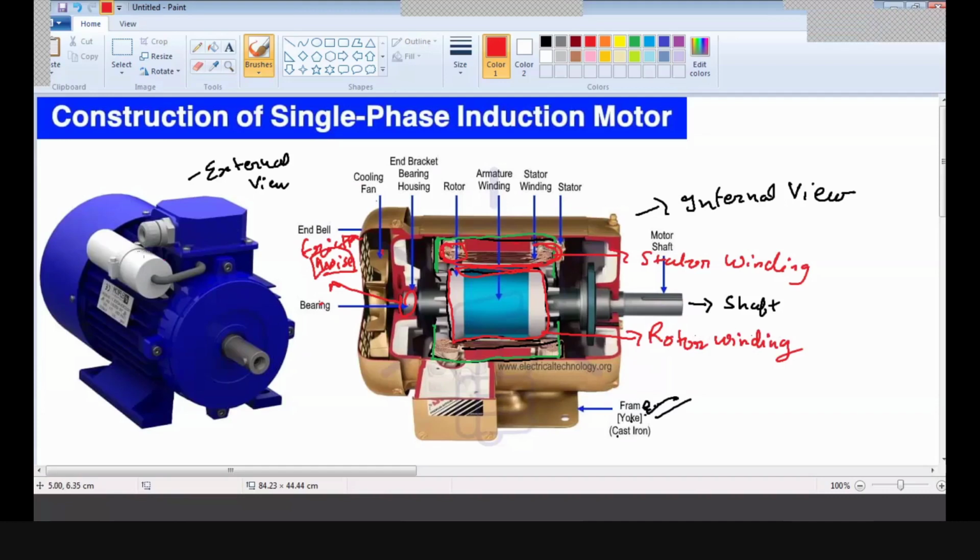If we are talking about the external view, this is the capacitor installed with this motor, and here are the connecting terminals of the motor. This is the shaft.